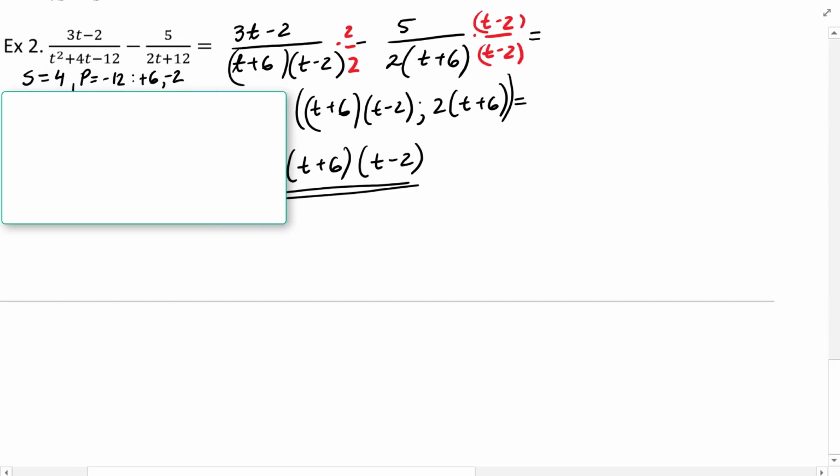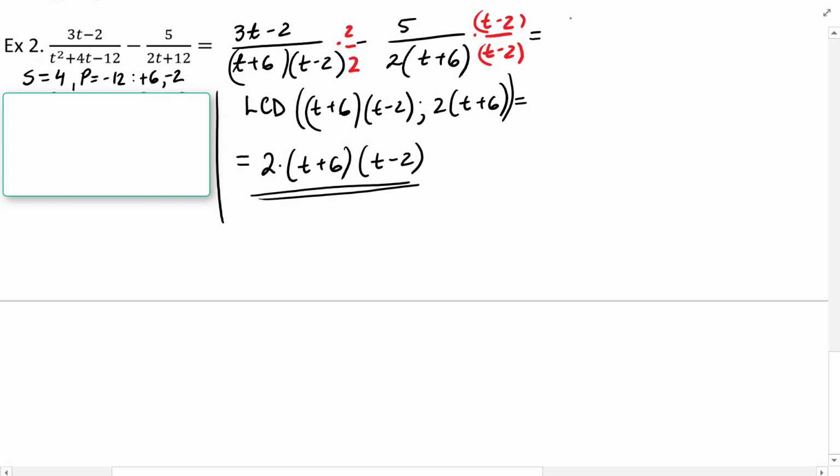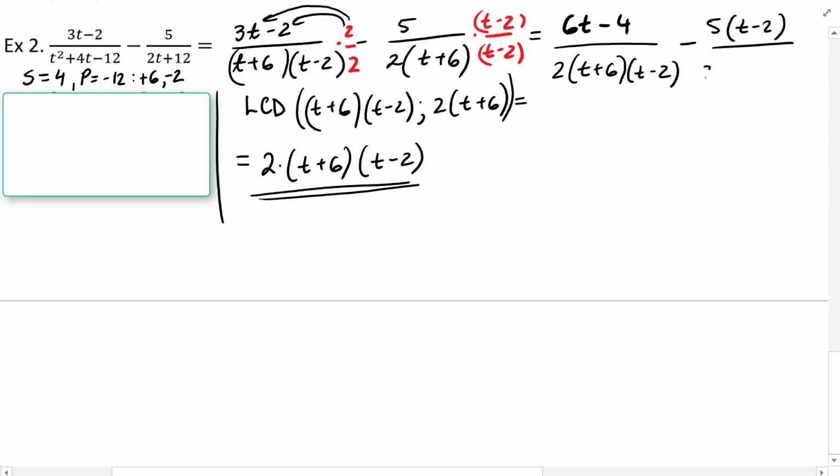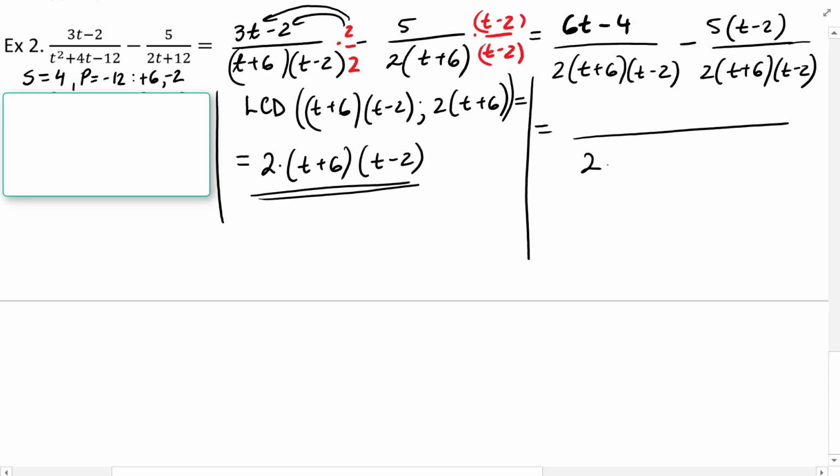So then, the first fraction becomes 6t minus 4, right? We multiply by 2 every single term, over 2 times t plus 6 times t minus 2, minus 5 times t minus 2 over 2 times t plus 6 times t minus 2. So now we notice how the denominator is the same. So I'm going to write it down. It's 2 times t plus 6 times t minus 2. And the numerator is 6t minus 4.